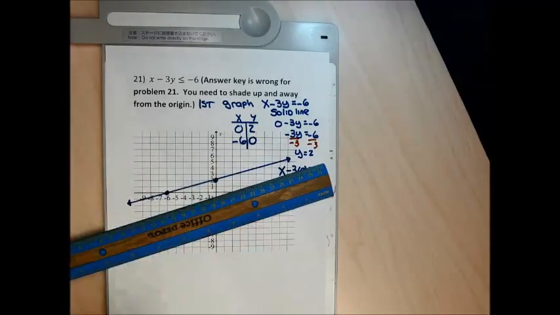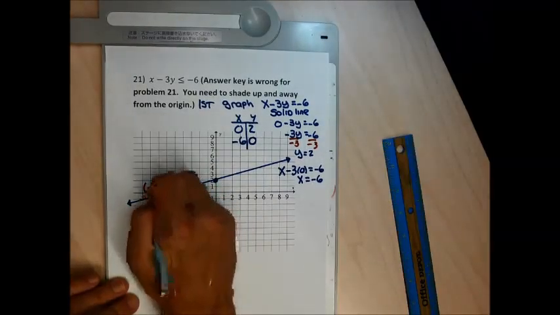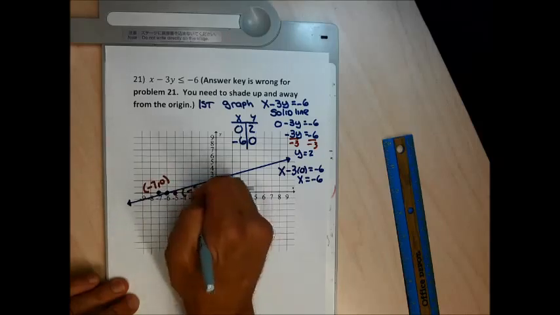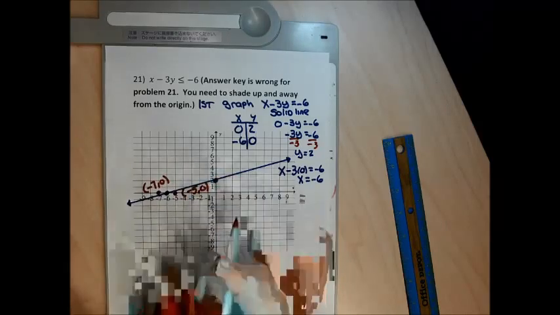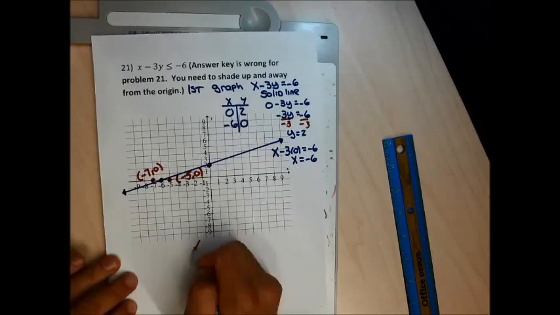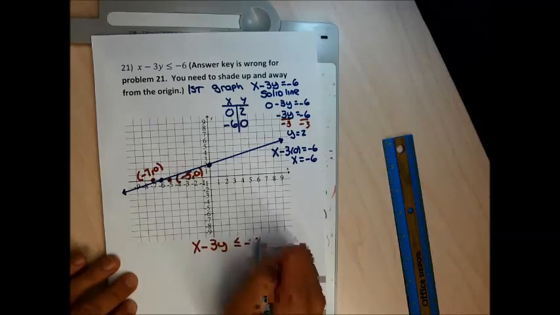Now I'm going to get my 2 test points. I always like to pick points on either side of that x-intercept. Here's the point negative 7, 0. Here's the point negative 5, 0. Apparently this checking's a little bit tricky because I messed up when I wrote the key. So how am I going to check? I'm going to use x minus 3y is less than or equal to negative 6.